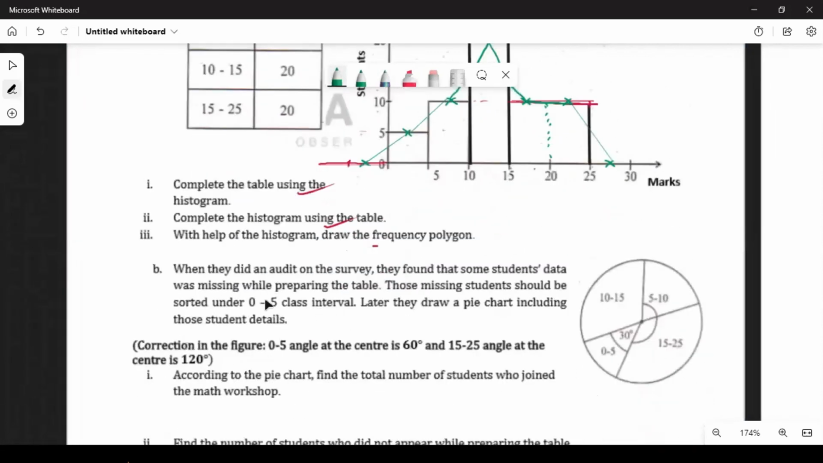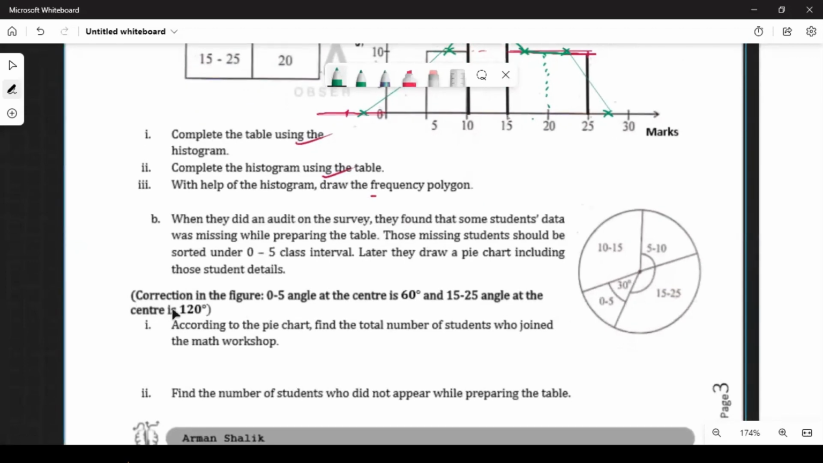All right. After sorting that issue, they drew a pie chart. They didn't draw the histogram, or modify this. They separately created a pie chart. So in this pie chart, there are some corrections given, guys. Correction: 0 to 5 angle at the center equals 60 degrees, and 15 to 25 is 120 degrees. They have given that data, so use that data.